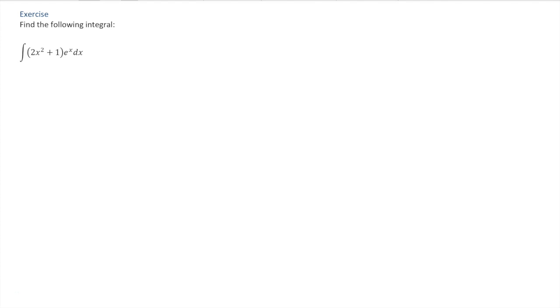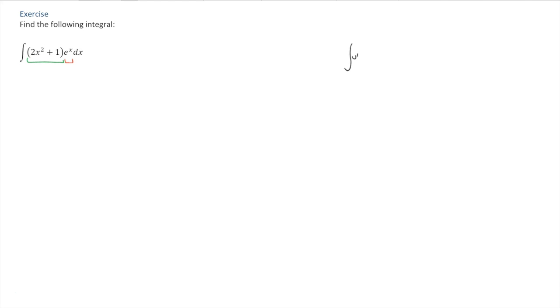As a second example, let's find the integral of 2x squared plus 1 times e to the x. Now, once more, we can see that we're dealing with a product of two functions. Indeed, we have 2x squared plus 1, which is multiplying e to the x. So we'll try solving this using integration by parts again. And let's just quickly remind ourselves of the formula.